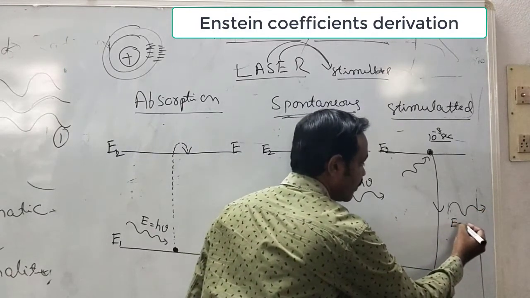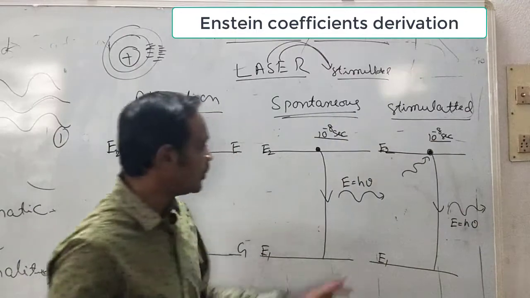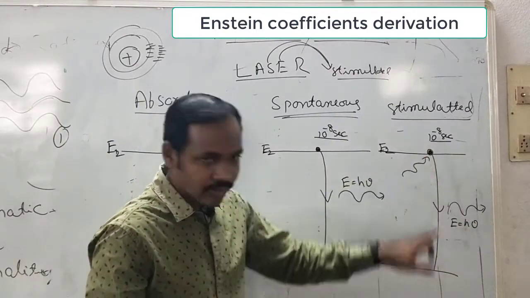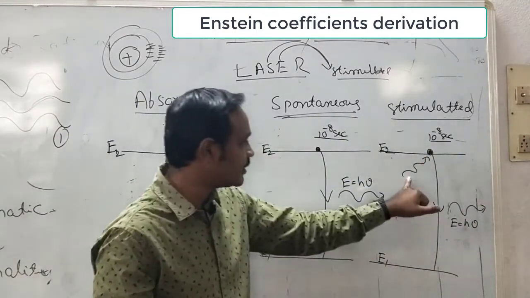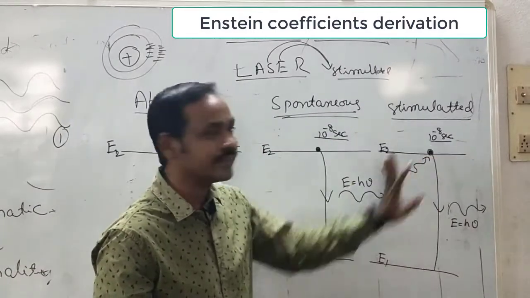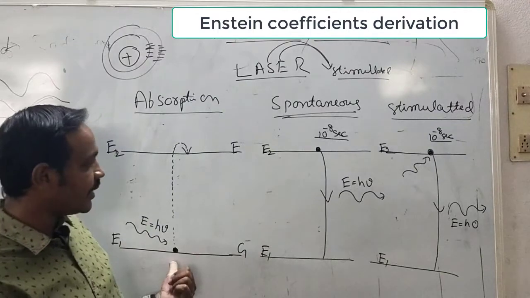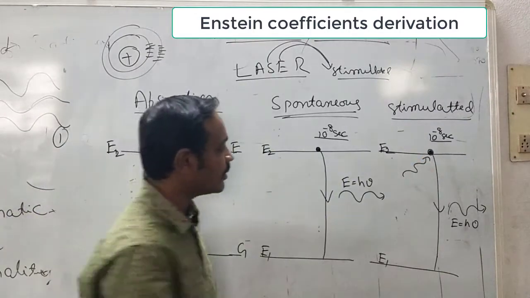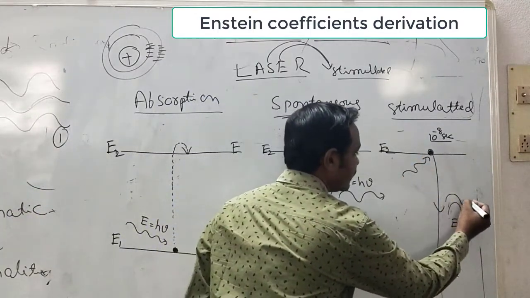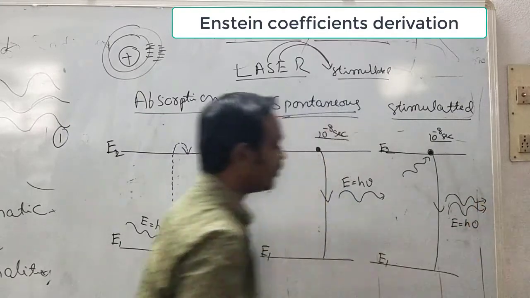E equals h nu. Now, when the electron comes from excited to ground state, it is emitting a photon. What about this input photon? It is not received. It is already taken in the absorption process. Then this photon will come out this side, which means there are two photons coming outside.